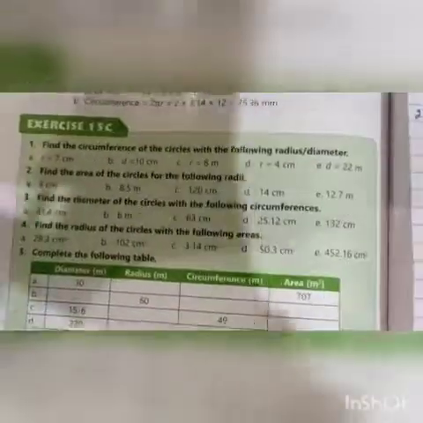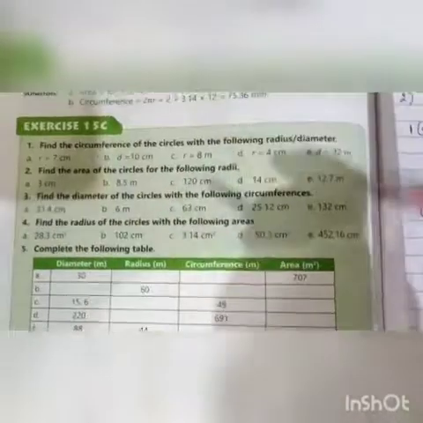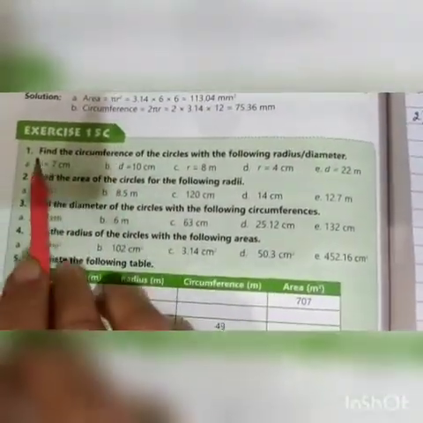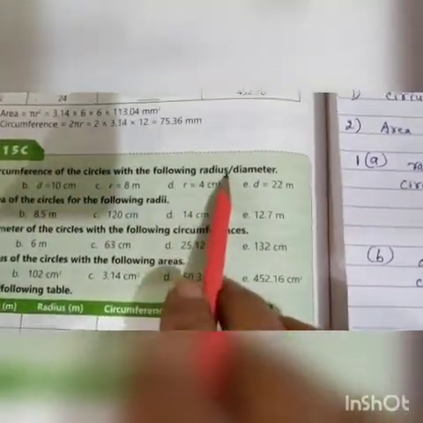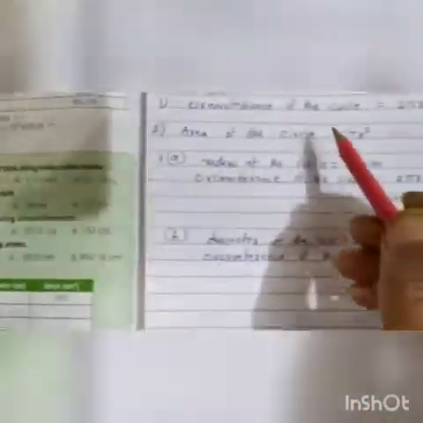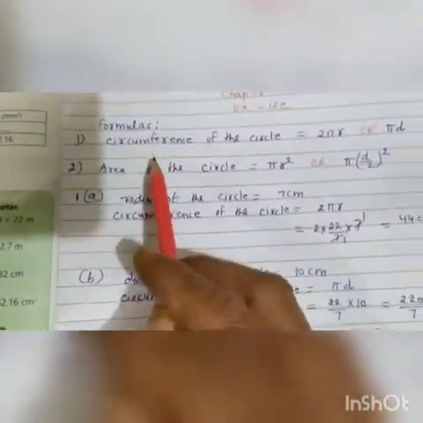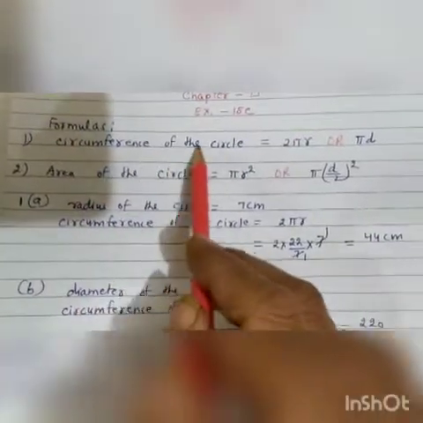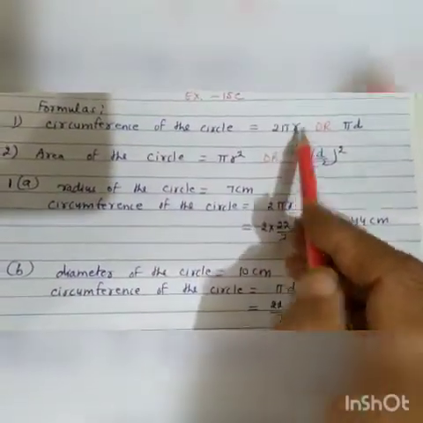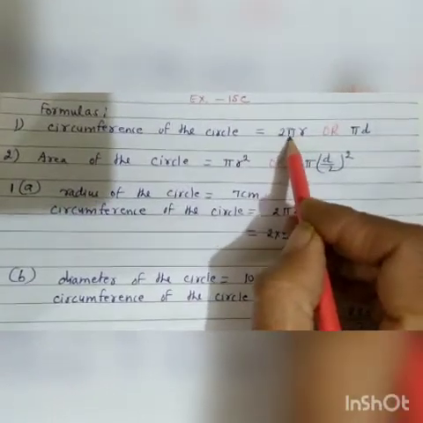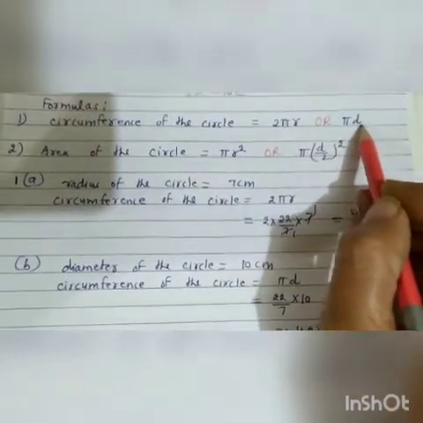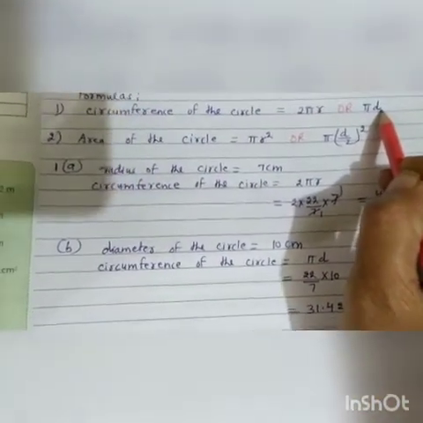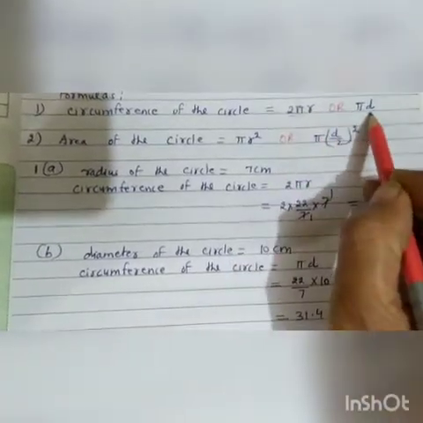Now come to exercise 15C. First question is, find the circumference of the circles with the following radius or diameter. What is the formula to find circumference? Circumference of the circle is equal to 2 pi r or pi d. This symbol is known as pi. When we find the circumference of a circle, we use these two formulas.